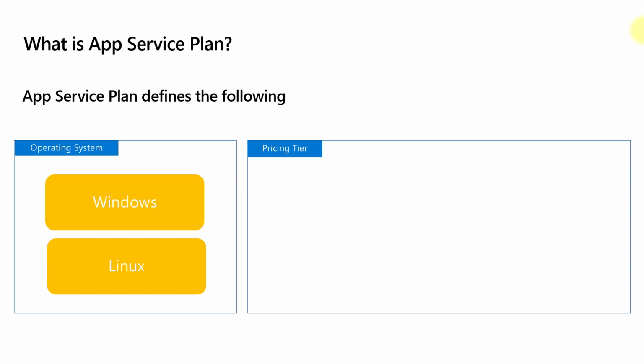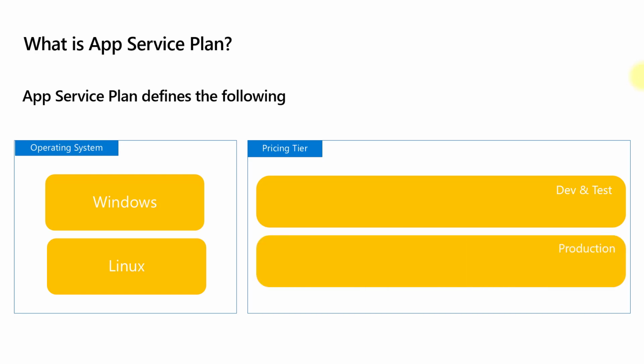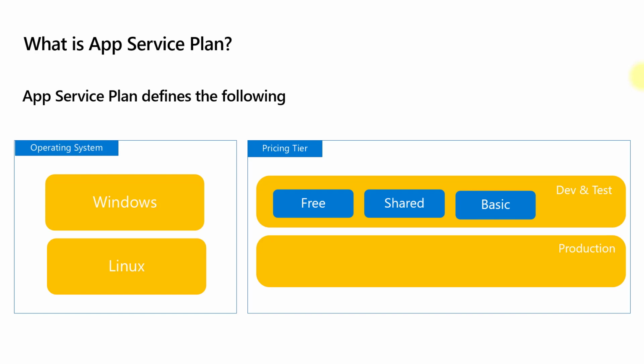And now the next thing is pricing tier. The pricing tier is very important in terms of what features you want to be available in AppServicePlan. In the pricing tier, you have two categories. The first one is development and testing, and then the second one is production, right? So within the dev and test category, you have free, shared and basic.